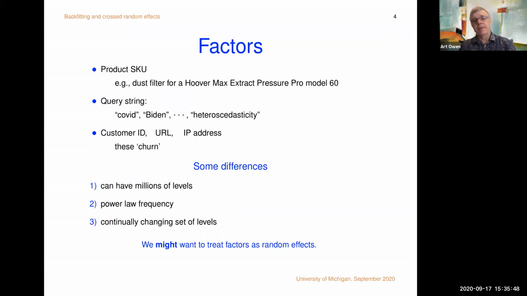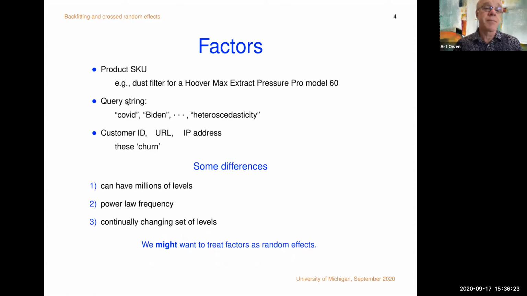Well, there are some problems where that's not quite what you want to do, or I think that's not quite right. Some of these settings are really different. So suppose you have a product ID, a stock keeping unit. Suppose the customer wants a dust filter for a Hoover Max Extract Pressure Pro Model 60. If that's what they want, then there's really nothing else that's going to work for them. And so that means there's a lot of levels for that product. There could be thousands or millions of different levels. That's different than 3 kinds of iris.